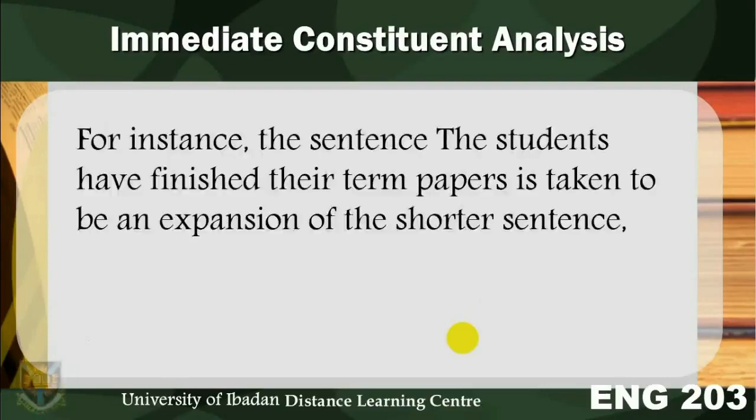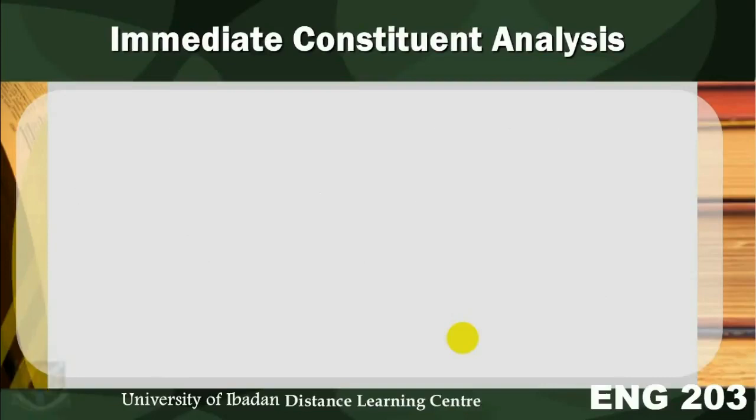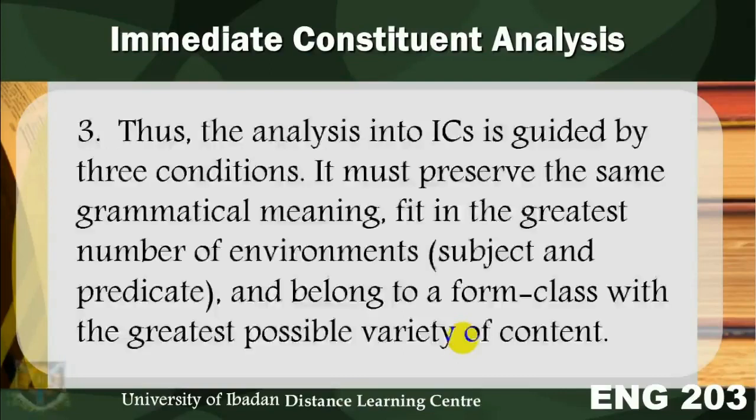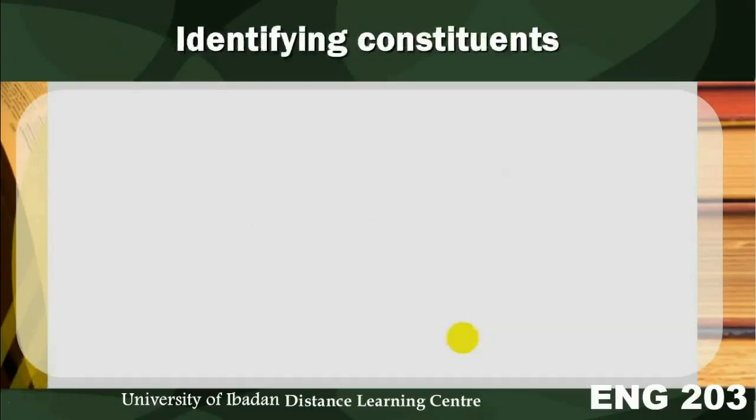The sentence, "The students have finished their term papers," is taken to be an expansion of the shorter sentence because the students can take the place of John grammatically, and "have finished their term papers" can take the place of worked as predicate. 3. Thus, the analysis into ICs is guided by 3 conditions. It must preserve the same grammatical meaning, fit in the greatest number of environments, subject and predicate, and belong to a form class with the greatest possible variety of content.